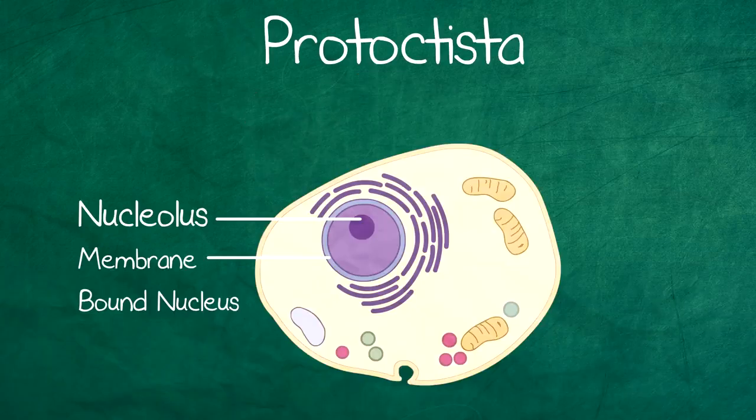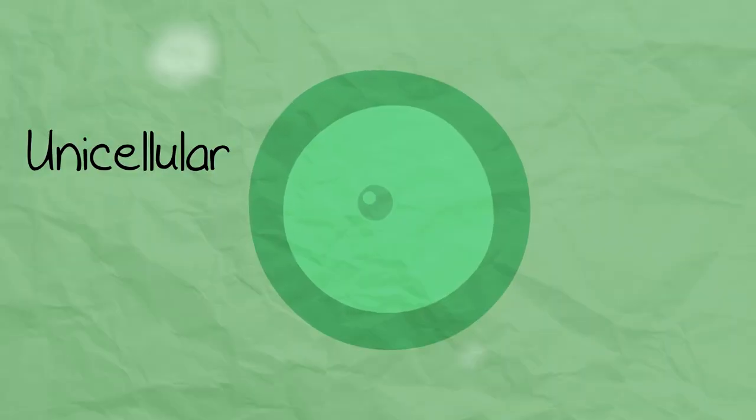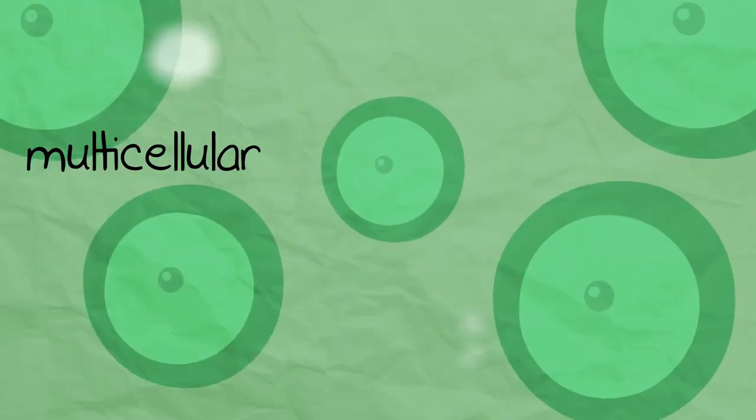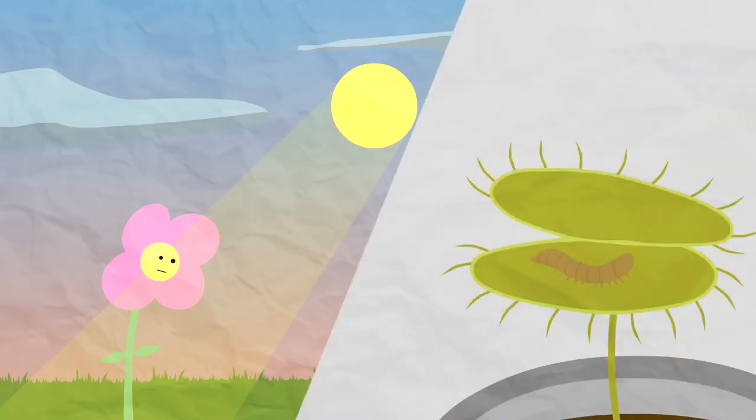The protoctist kingdom are eukaryotes like animals and plants. They can be unicellular and multicellular, like the fungi. They have cell walls, sometimes with polysaccharides. They are autotrophic and heterotrophic.